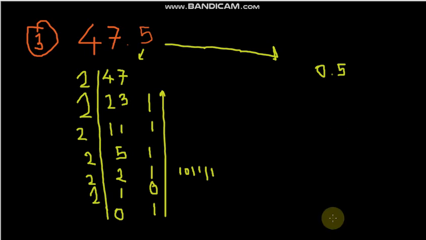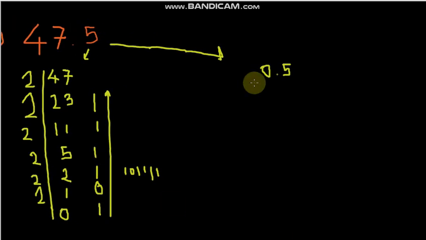Now coming to 0.5. Now we have to multiply this 0.5, as we all know, by 2, which gives us 1.00. We have to write this 1 on the right hand side, and now as we can see here, we got 1.00. So the fraction part here is 00. So we have to just leave our method here only, because again 0.00 into 2 gives us 0. So it is just a waste of time.